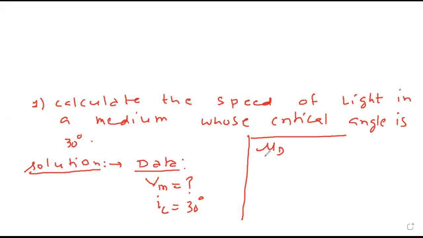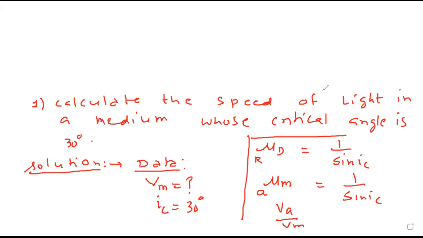Refractive index of denser medium with respect to rarer medium is 1 upon sine of critical angle. Are you remembering this? We have proved it. So the refractive index of medium with respect to air is 1 upon sine of critical angle. In terms of velocity it is Va upon V medium, also V1 upon V2, also lambda 1 upon lambda 2.